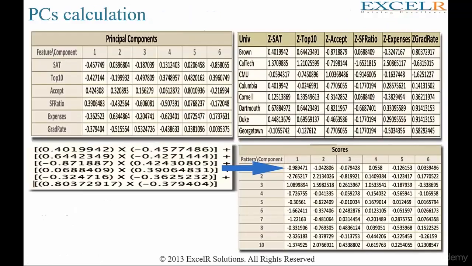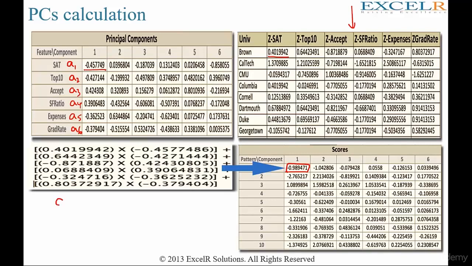Okay, now let me quickly show you that. So this is how the weights are calculated. These are all your weights, A1, A2, A3, A4, A5, A6, right? And this is your standardized data. So how do you get each principal component? Say you want the first principal component for Brown University. So what happens is you multiply this value with this weight.